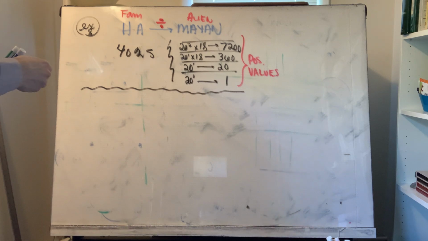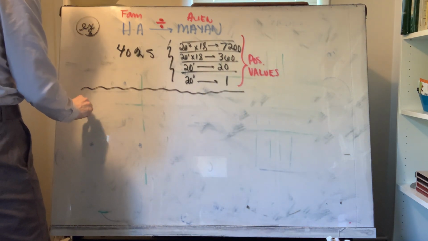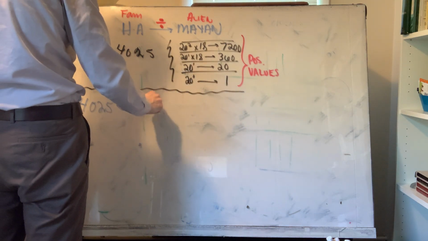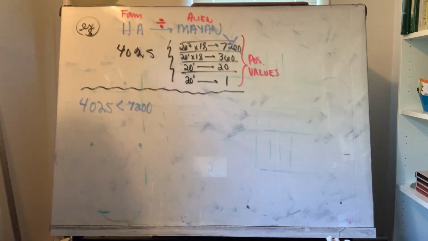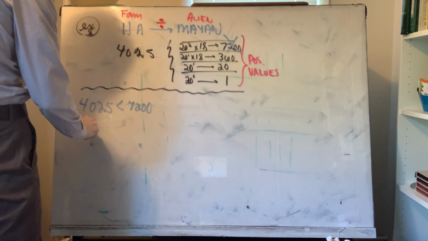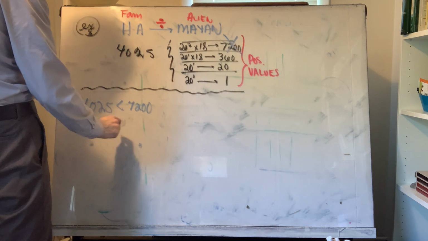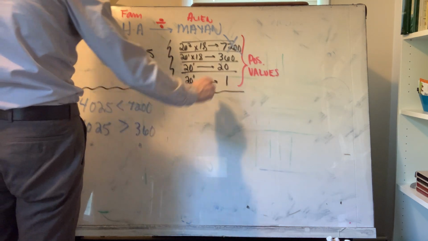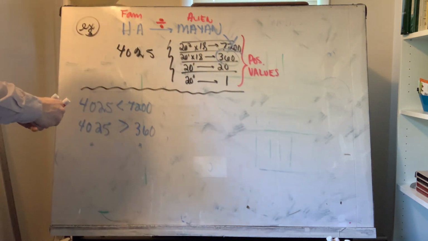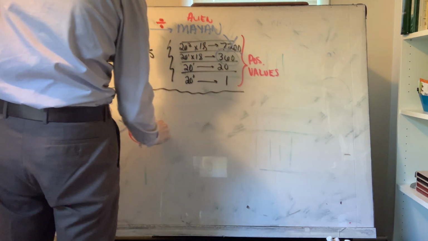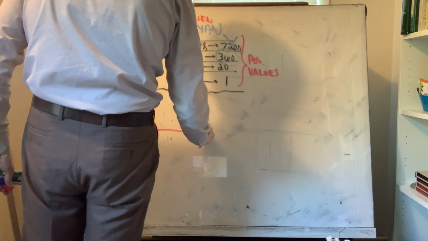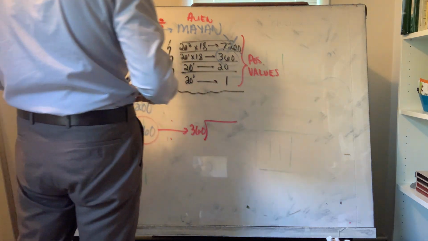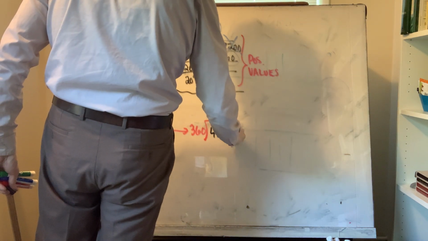The number 4025 is less than 7,200. So we're not going to use that one. The next thing is 4025 is in fact greater than 360. So this is where we're going to start. We're going to use this to divide 360 into the original figure of 4025.